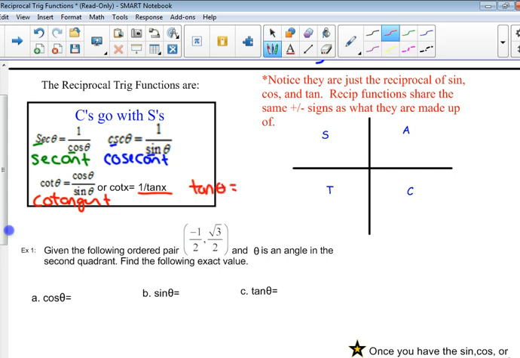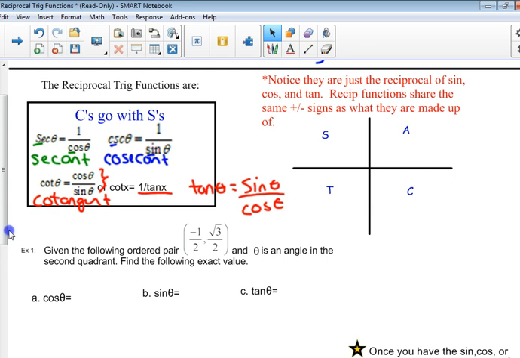what is tangent made up of? What over? Good, sine over cosine, awesome. So another way you could think about cotangent and tan being reciprocals is if I flip sine over cosine, we get cosine over sine. So these aren't as bad as they look. If you guys know your ordered pairs and you're able to get your exact values, all we're going to do is one extra step. We're just going to be flipping things.